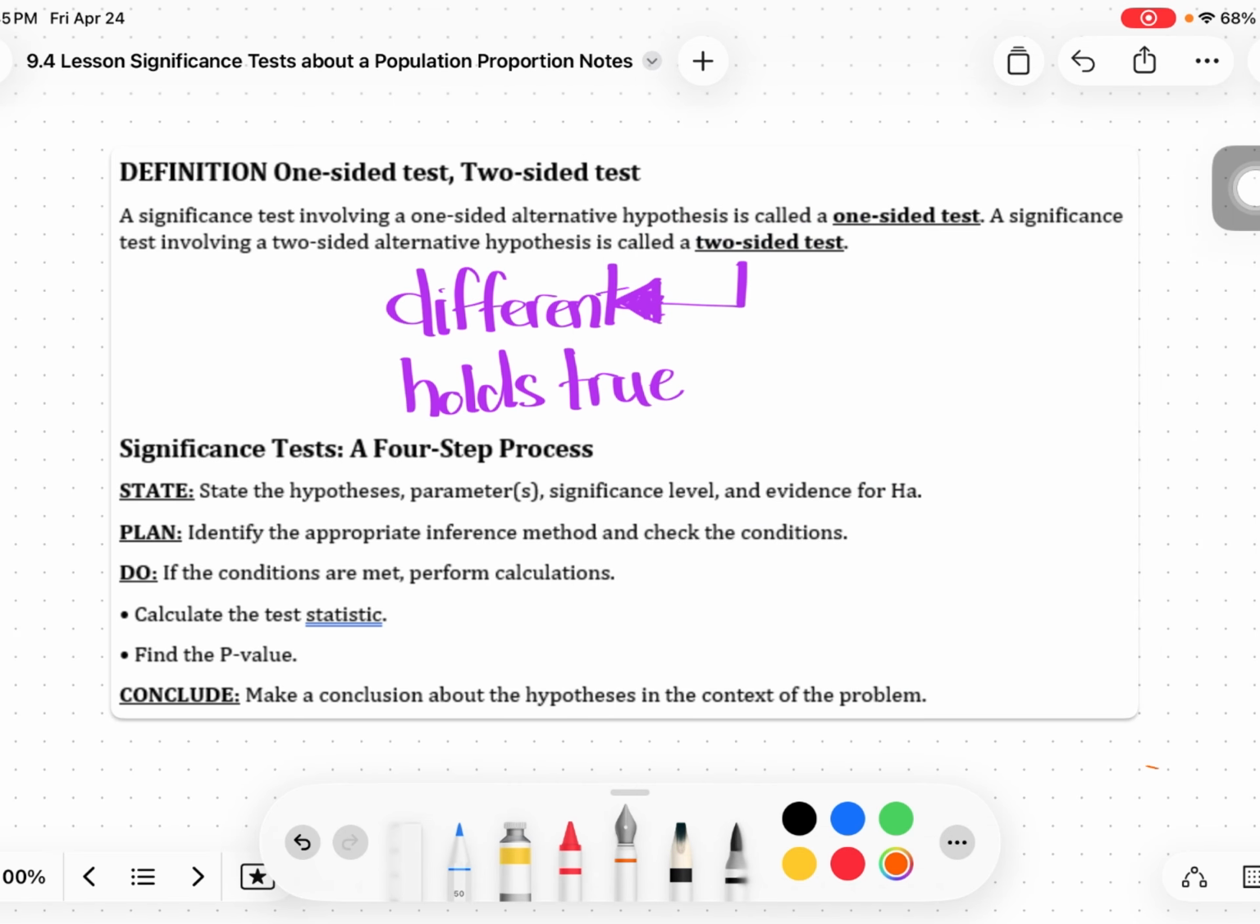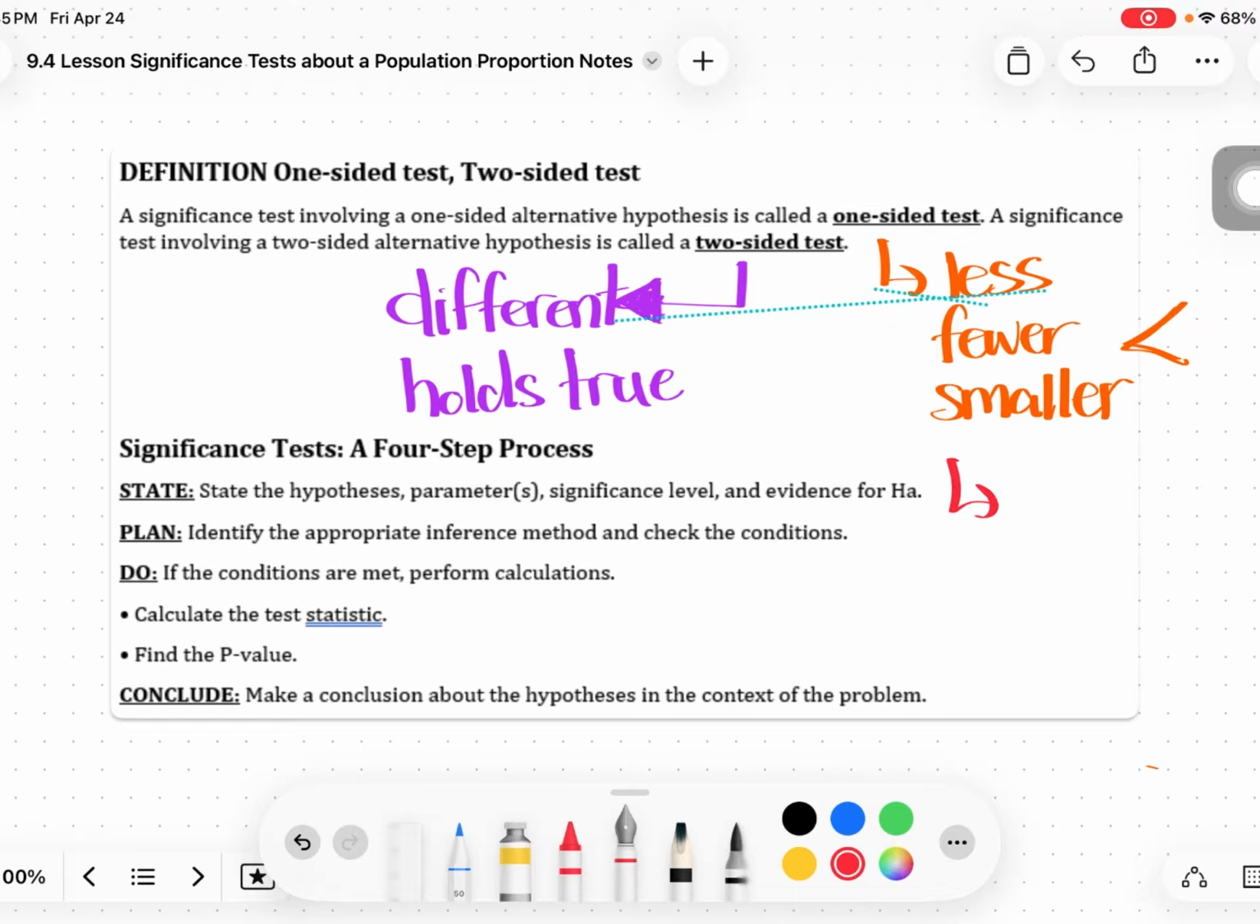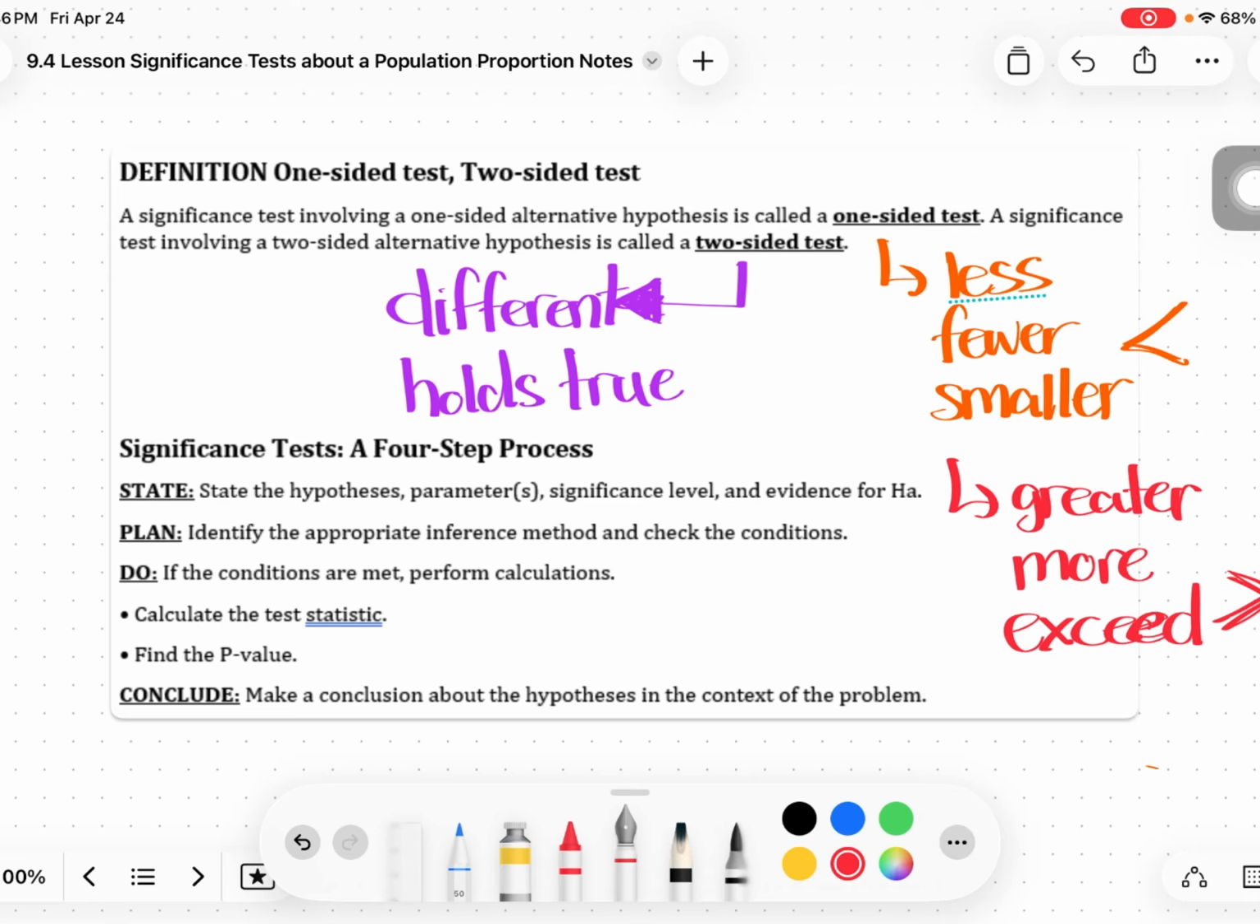And then for a one-sided test, we might see things like, is it less? Is it fewer? Is it smaller? And that's going to indicate to us we have a less than. We could see, is it greater, more, maybe exceeds, all words that would tell us we are testing to see if the alternative is greater than what we think it is.